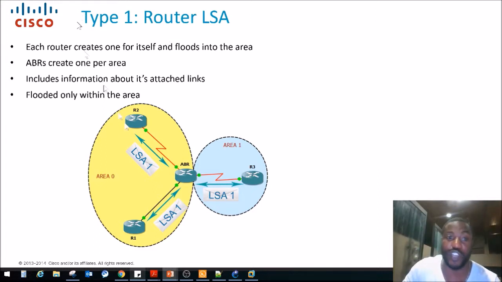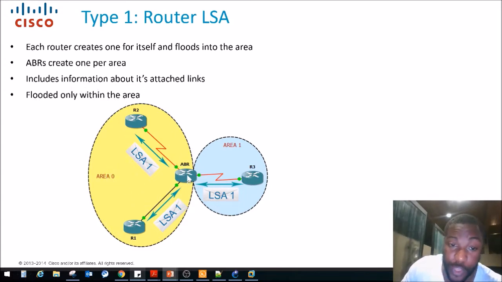As you can see, it floods it into the area. So we've got router 2. He creates a type 1 LSA, floods it in the area, and so on and so forth. But they stay within the area. As you can see here, flooded only within the area. It includes information about its attached links.